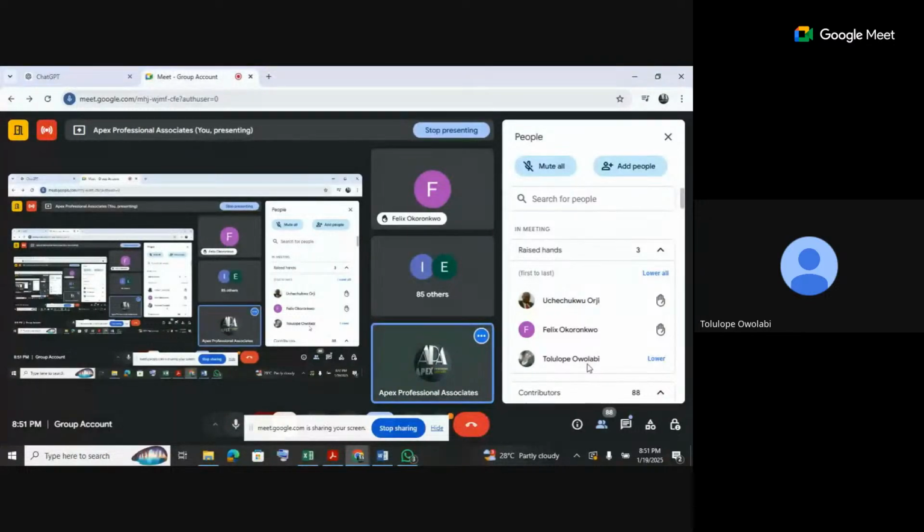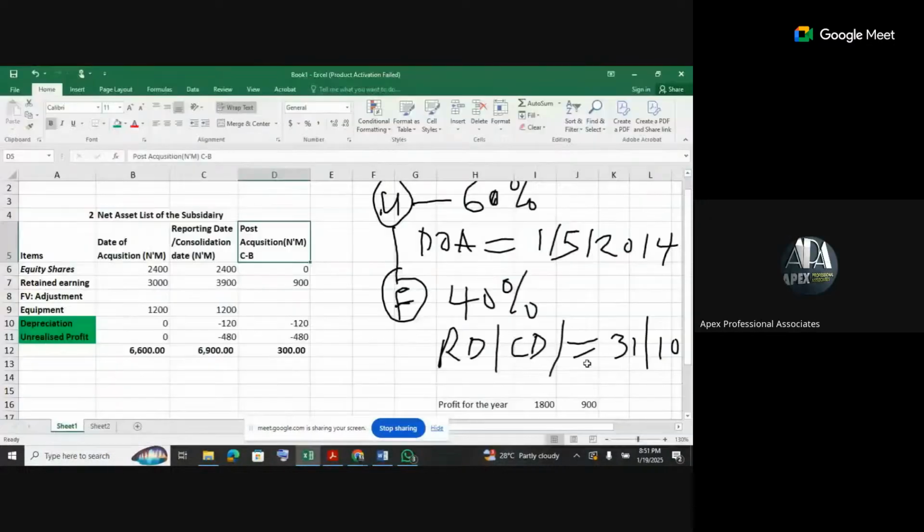I just want to clarify something, sir. Looking at this schedule you prepared, I'm seeing that this is to ascertain the net assets of the subsidiary. But there is something that seems quite confusing for me. It is when you added the fair value adjustment for the equipment, and then depreciation and then unrealized profit.